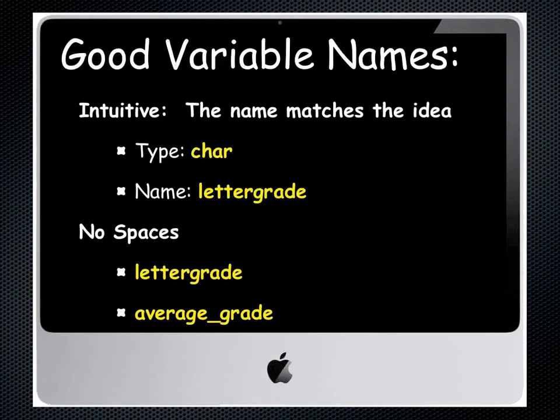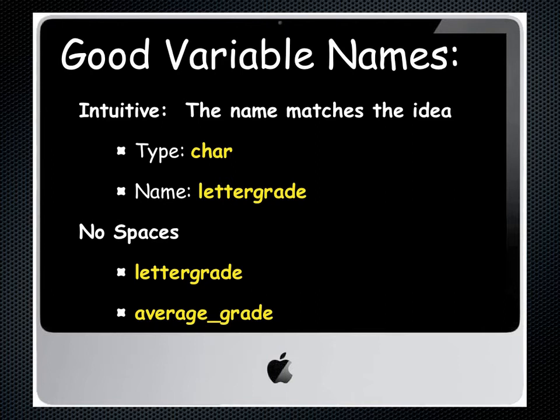Good variable names are important in any program. First of all, they must be intuitive. The name must match the idea. So for our char variable that we wanted to store whatever our letter grade was, why not use the words letter grade? Because it means exactly what we were thinking in the first place.